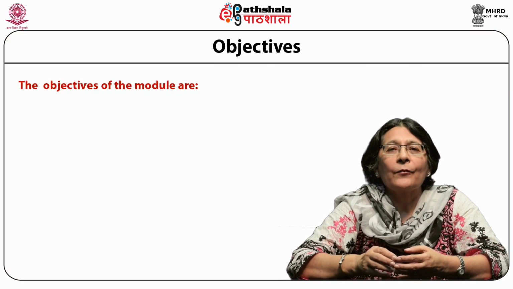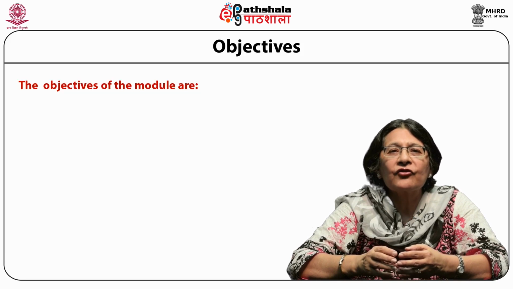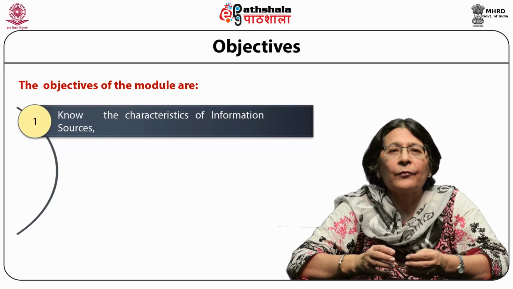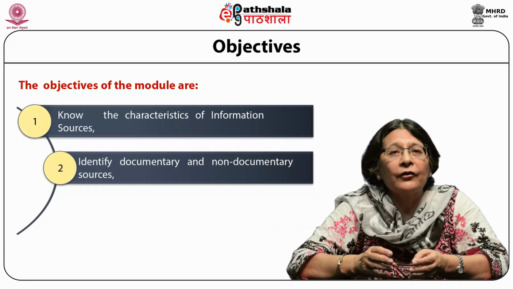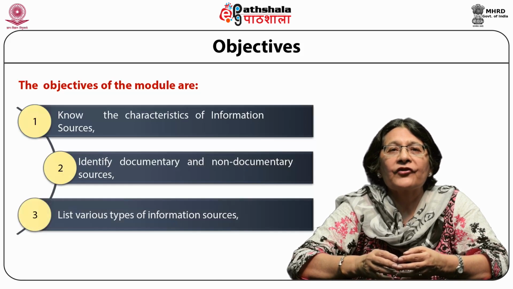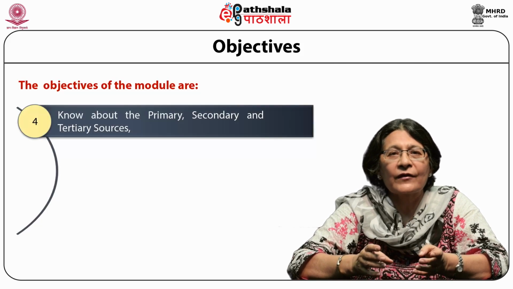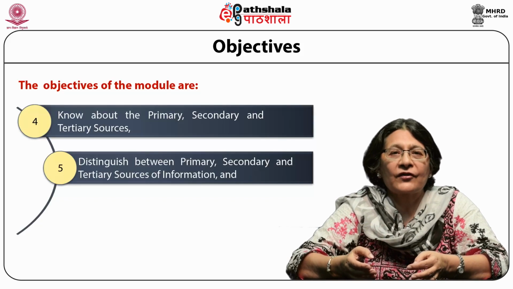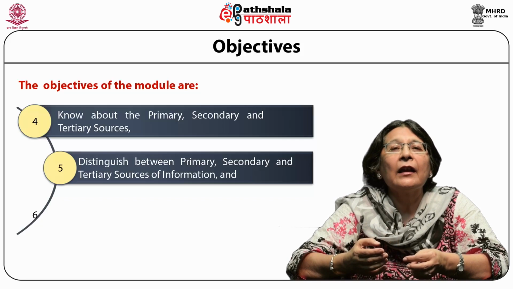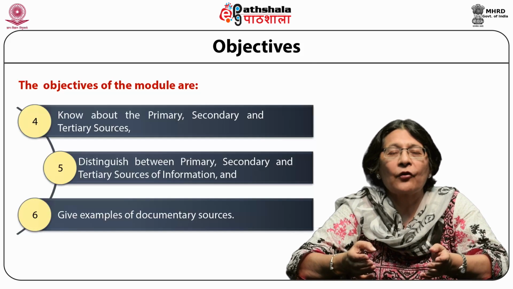Let's take a look at objectives of this particular module. After reading this module, you will be able to know the characteristics of information sources. You can identify documentary and non-documentary sources of information. You'll be able to list various types of information sources, know about the primary, secondary and tertiary sources. You can also distinguish between primary, secondary and tertiary sources of information. And lastly, we'll be giving you plenty of examples from various documentary sources of information.